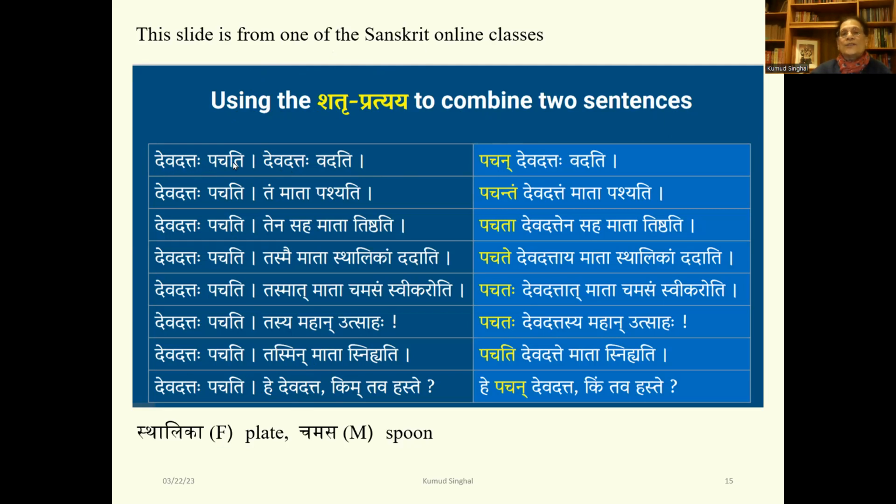So Devdatta pachati: Devdatta cooks. Devdatta vadati: Devdatta speaks. Now he says pachan Devdatta vadati, Devdatta who is cooking speaks. This is in first case singular. Now Devdatta pachati, tam mata pashyati. The mata sees that Devdatta who is cooking. Since the mata is looking at Devdatta, who will be in dutiya case, you have pachantam, and pachantam Devdattam mata pashyati. The mother sees the Devdatta who is cooking. So he has done all these 8 cases.